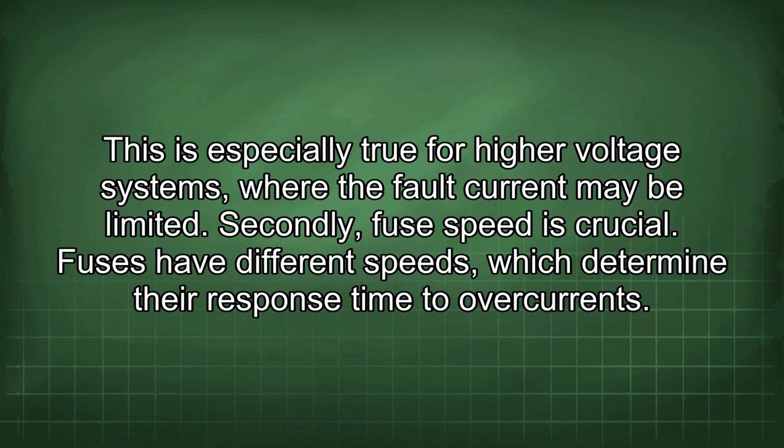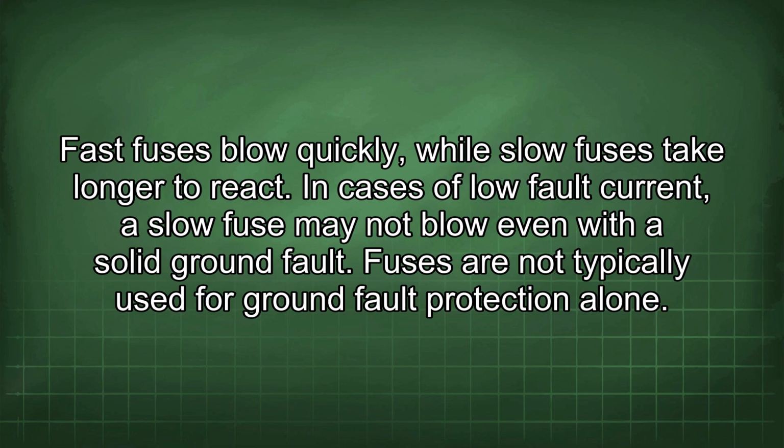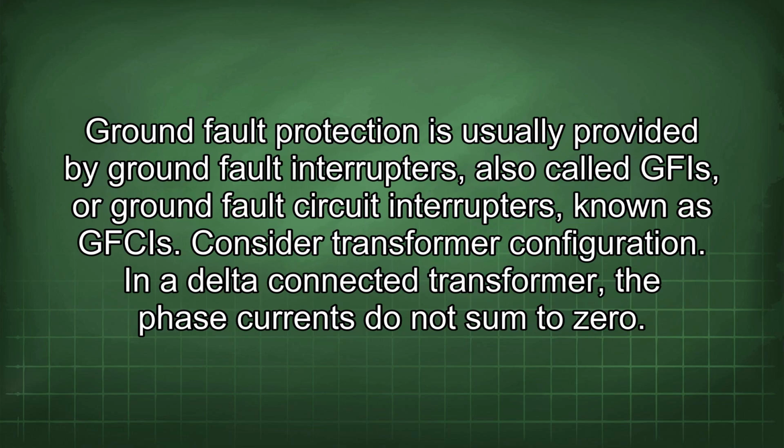Secondly, fuse speed is crucial. Fuses have different speeds, which determine their response time to overcurrents. Fast fuses blow quickly, while slow fuses take longer to react. In cases of low fault current, a slow fuse may not blow even with a solid ground fault. Fuses are not typically used for ground fault protection alone. Ground fault protection is usually provided by ground fault interrupters, also called GFI, or ground fault circuit interrupters, known as GFCIs.